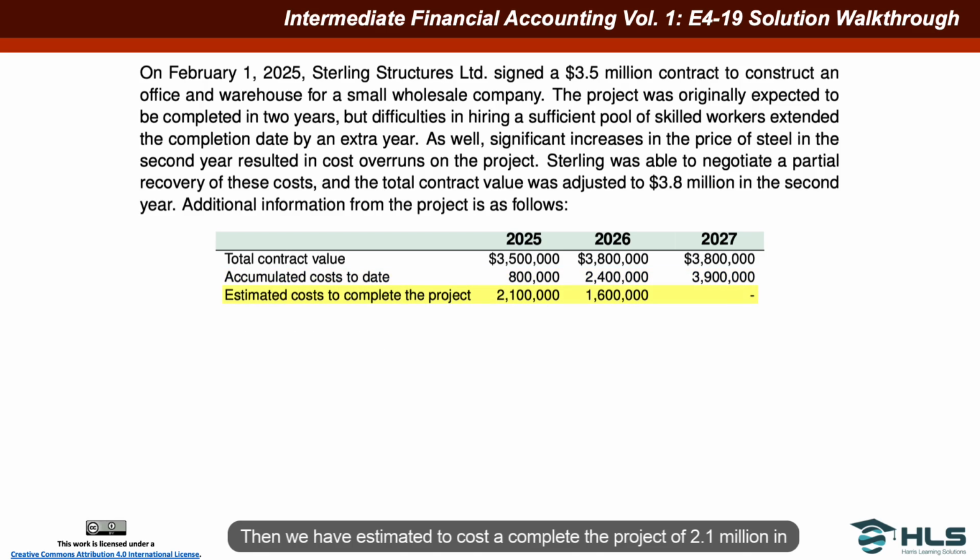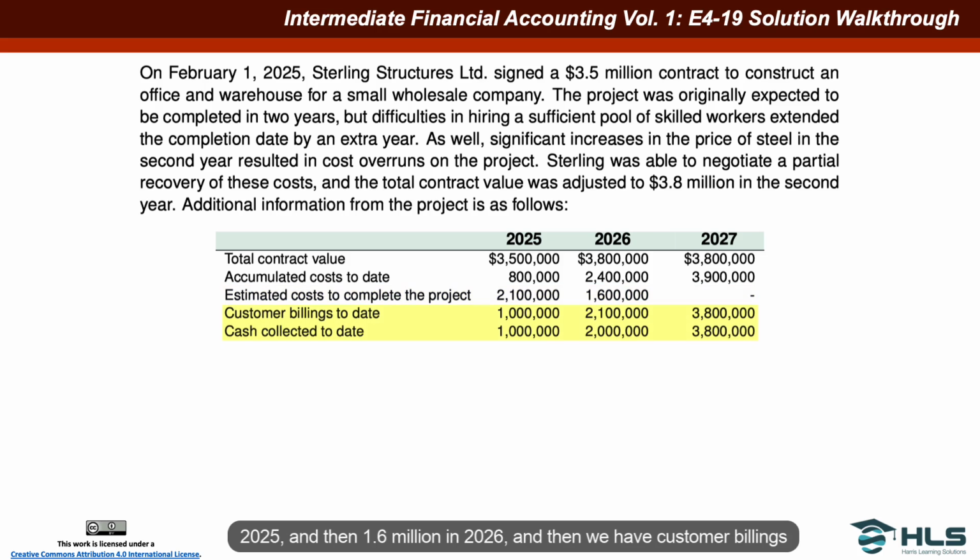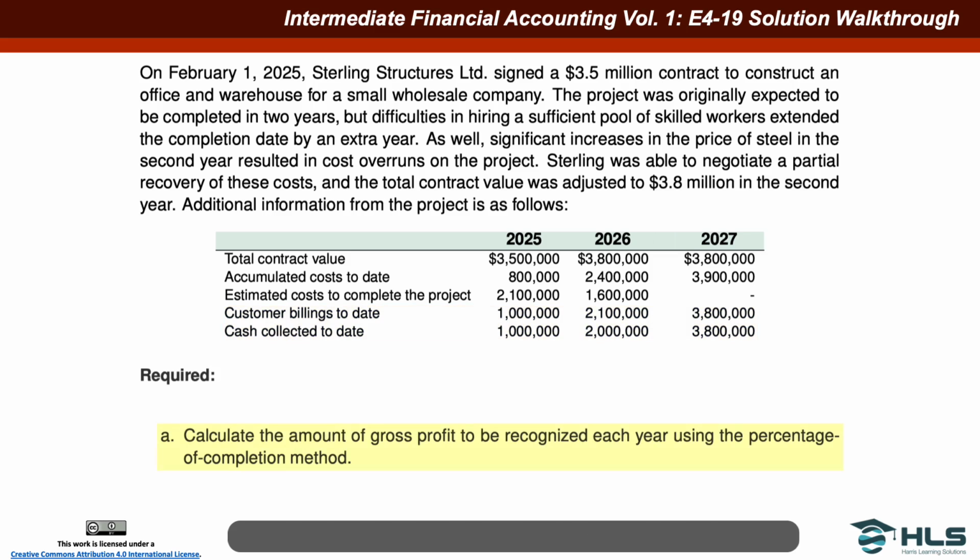Then we have estimated cost to complete the project of $2.1 million in 2025, and then $1.6 million in 2026. And then we have customer billings to date and cash collections to date. Again, that could also be presented as customer billings in the year and cash collected in the year. So again, make sure that you read the questions very carefully to confirm how the information is presented so you don't make any mistakes. We have 2 requirements here.